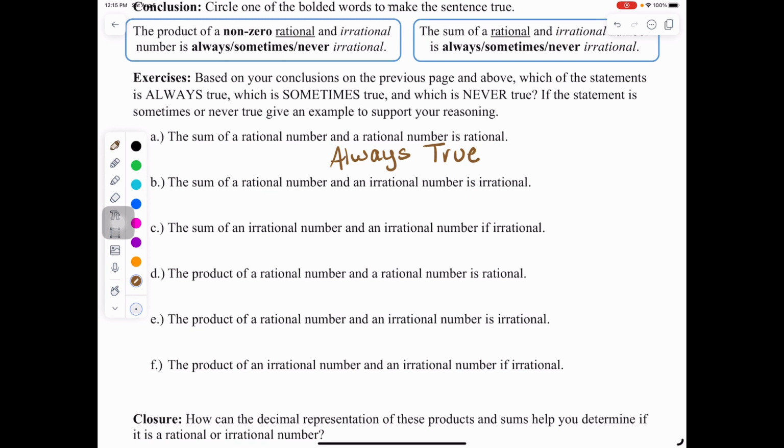So this one is going to be always true. B, the sum of a rational number and an irrational. So that's the investigation that we just did in the chart on the right in number 3. And it says the sum of a rational and an irrational is irrational. That's what we got every single time in our table, so that's always true.